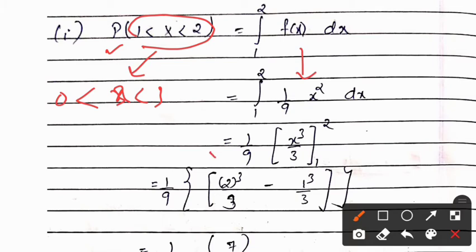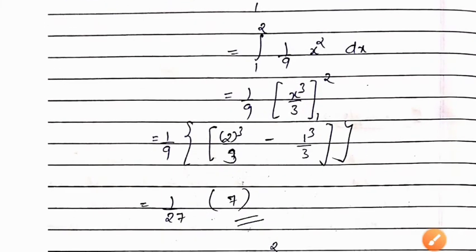Now 1 by 9 is constant, so I am taking it out here. Integration of x square will be x cube by 3, and now we will do upper limit minus lower limit. We will put x equal to 2 here, so you get 2 cube by 3, minus, we will put x equal to 1 here, so you get 1 cube by 3.